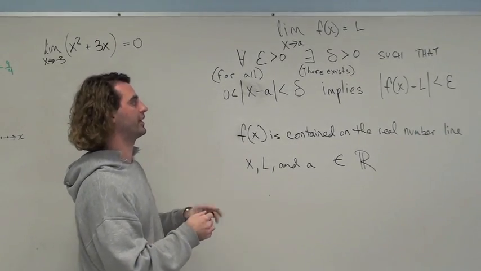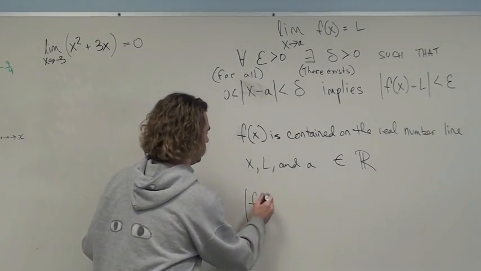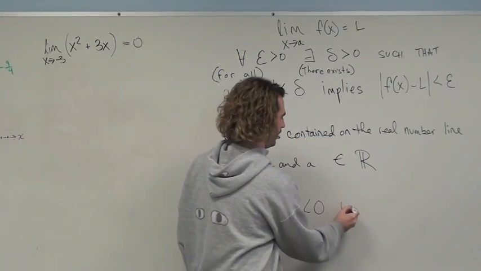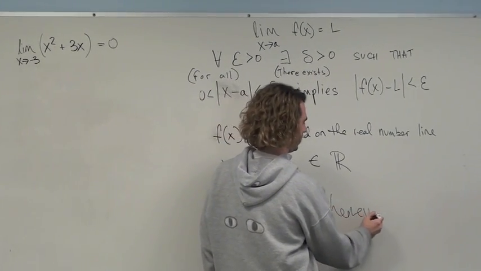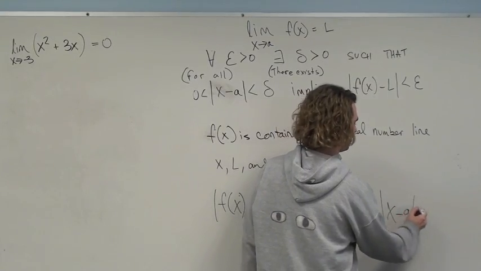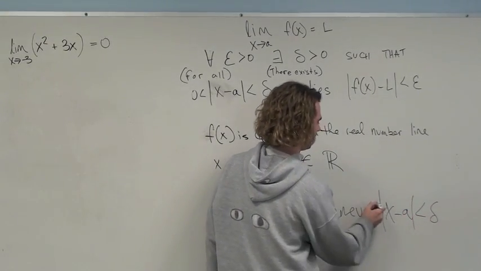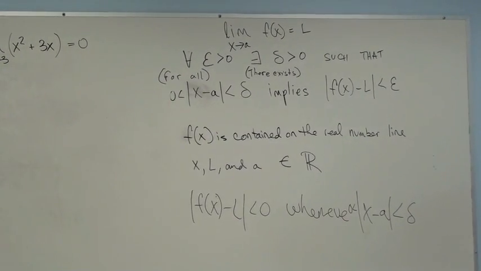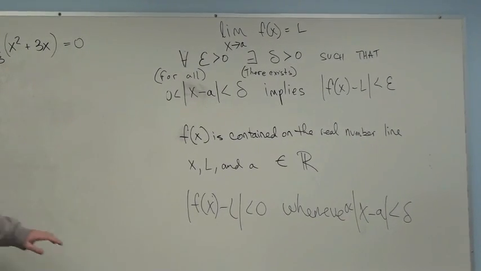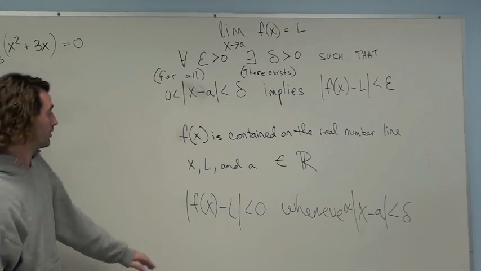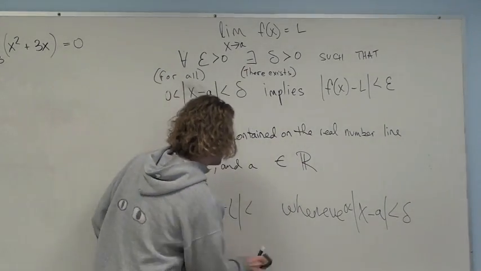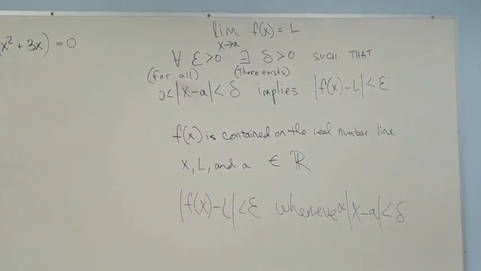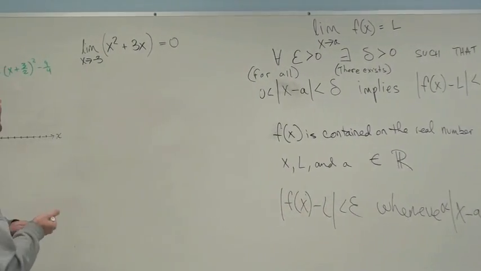And the way I really like to think about it is that the absolute value of f of x minus L is going to be less than epsilon, whenever the absolute value of x minus a is less than delta. Epsilon, not 0. So I was like, what's going on? Okay. It's a new definition.